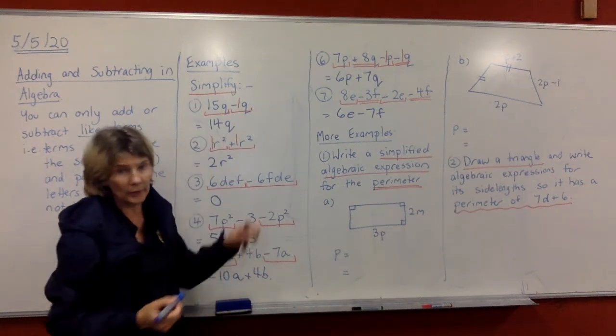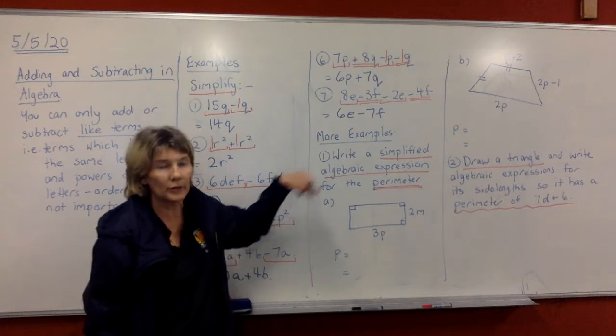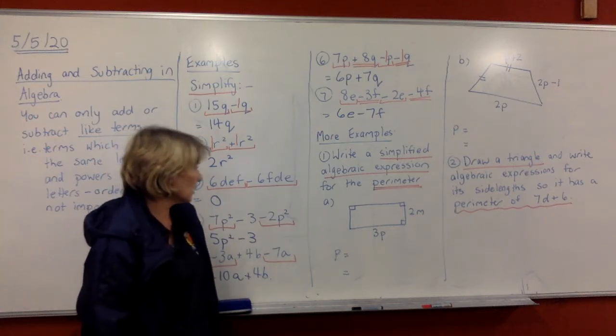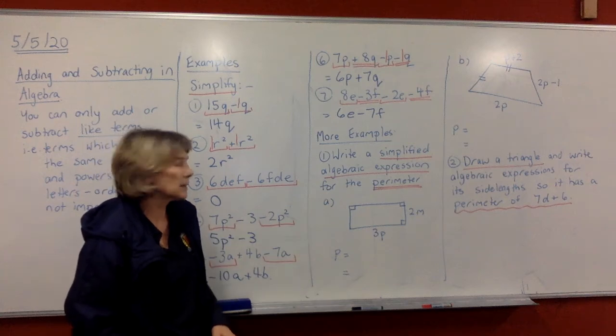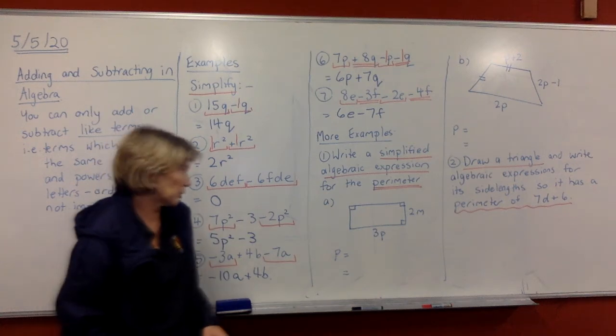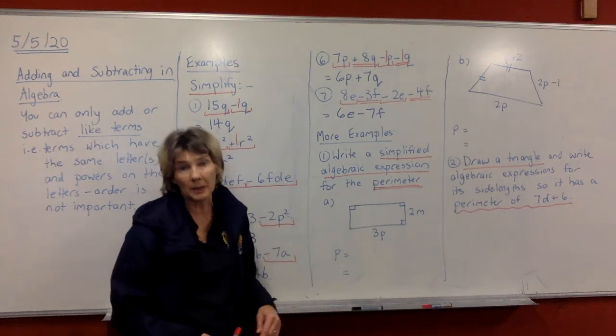Don't go any further than that. We don't want to be trying to collect things that are not like terms anymore. We're finished. Okay, so in these harder questions, this one's asked for a simplified algebraic expression for the perimeter. So just think about the perimeter at the beginning.